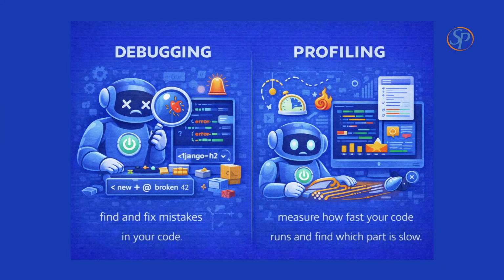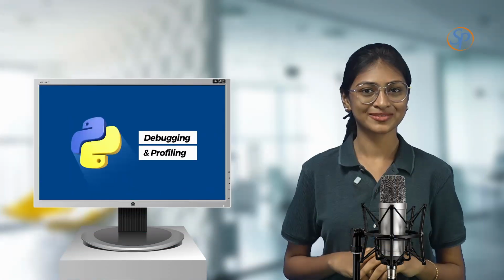Today's topic is debugging and profiling in Python. Debugging means finding and fixing mistakes in your code. Profiling means measuring how fast your code runs and finding which part is slow. Both skills are important for writing good programs.